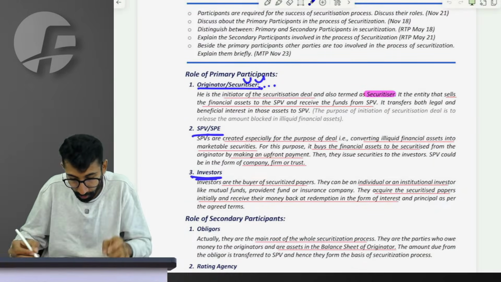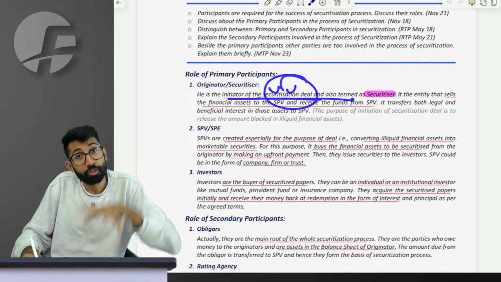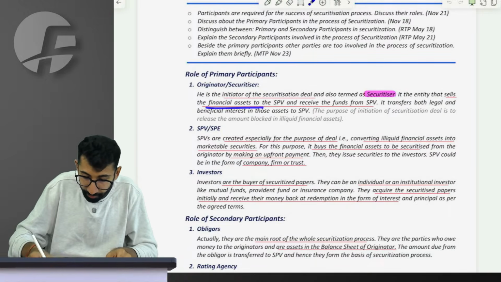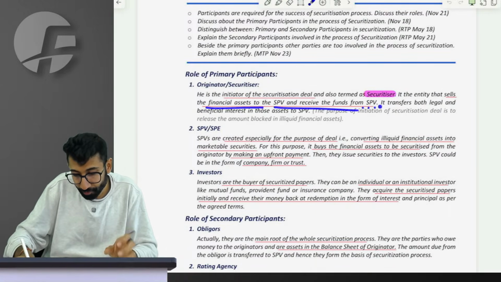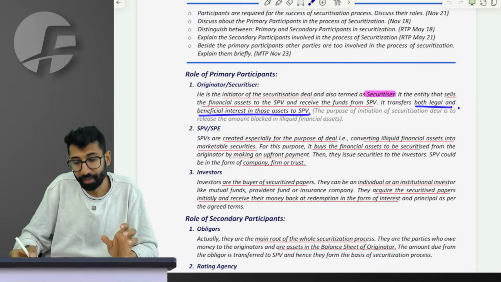The originator is the initiator of the securitization deal because their amount was blocked in an illiquid financial asset. Sir, they sell the financial asset to the SPV and receive the fund from the SPV. They transfer legal and beneficial rights.